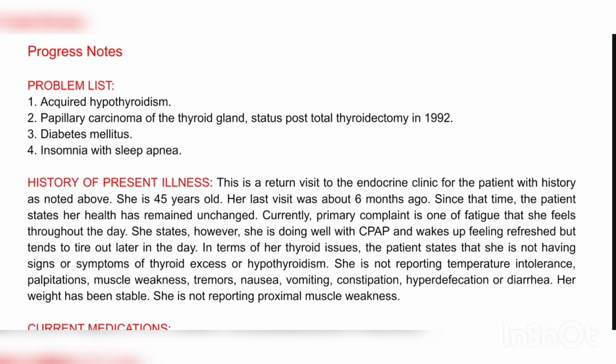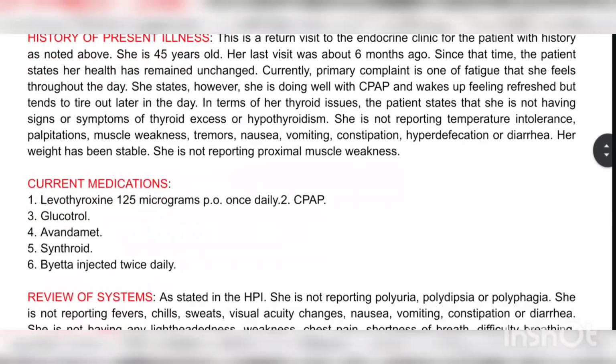ectomy of the thyroid gland. It means surgical removal of the thyroid gland. So the patient has papillary carcinoma. Further, the patient has undergone thyroidectomy, which means the thyroid gland of the patient is removed. Third is diabetes mellitus. Fourth is insomnia with sleep apnea. So this is the history of present illness.